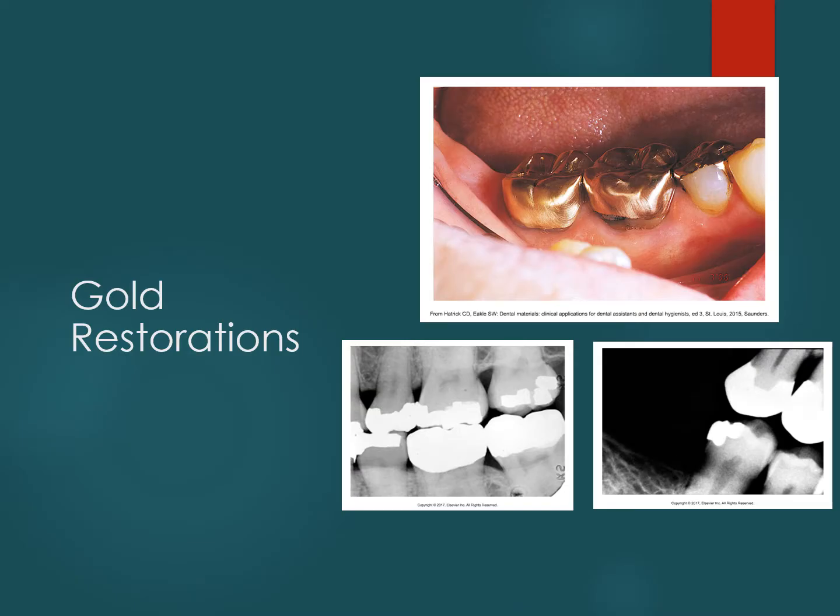Okay, so then here are what those gold restorations look like. Here you can see this is a full gold crown. This one right here is actually a 3/4 crown, and then this one is a gold onlay. You guys, I'm sure, already learned the difference between an onlay and an inlay in your preclinic: an onlay covers, it goes on the cusps, and an inlay goes inside the cusps.